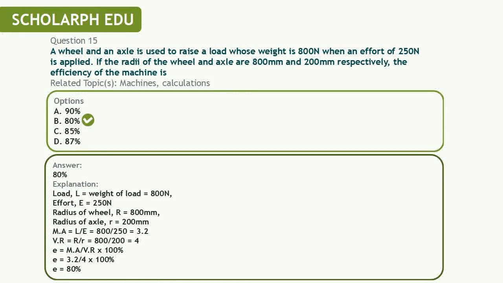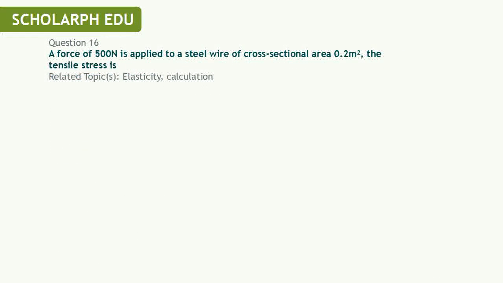So you see the efficiency is equal to mechanical advantage 3.2 divided by velocity ratio 4 multiplied by 100%. 3.2 divided by 4 would be 0.8. 0.8 times 100% would then be 80%. So the efficiency of this machine here is 80%.